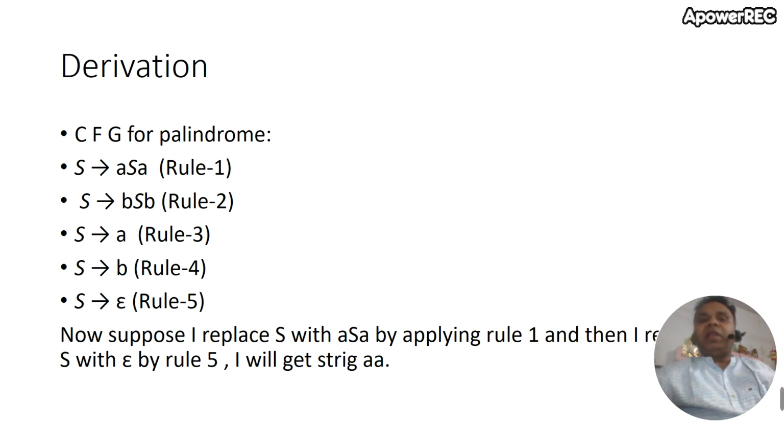Now, for example, if I say that I require a string ABA, so what I will do is I will apply rule 1, then I will apply rule 4, and then finally I will apply rule 5. So I will get the required string ABA. This process of getting to the required string starting from the start symbol is called derivation.